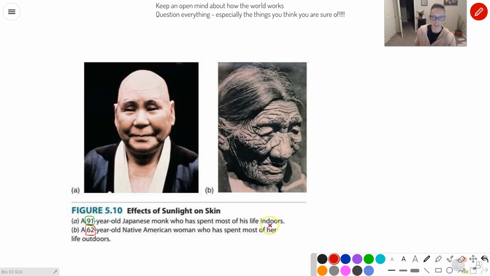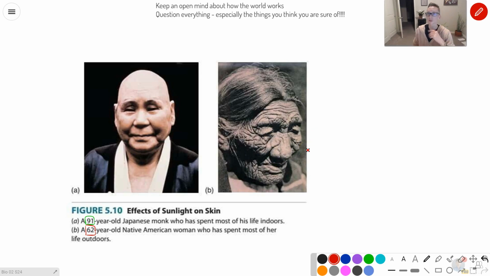Some of this could be genetic, but a lot of this probably has to do with the environment. This monk spent most of his time indoors, away and out of the sun, protecting himself from sun damage. And this Native American woman spent most of her life outdoors, exposed to the radiation from sunlight, which would damage her DNA, causing thymine dimers, damaging her skin.